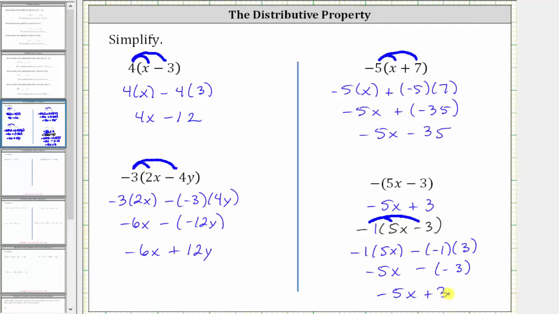But again, in practice, we can just think of the two products as negative 1 times 5x, which is negative 5x. And for the next product, because of the subtraction here, we can think of the product as negative 1 times negative 3, which is positive 3, giving us plus 3. Thinking of it this way allows us to skip this work here.